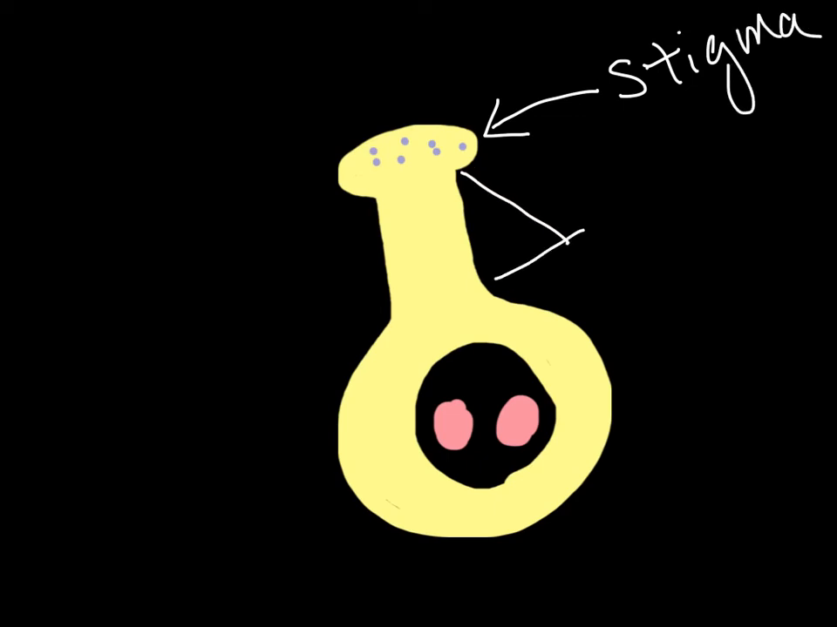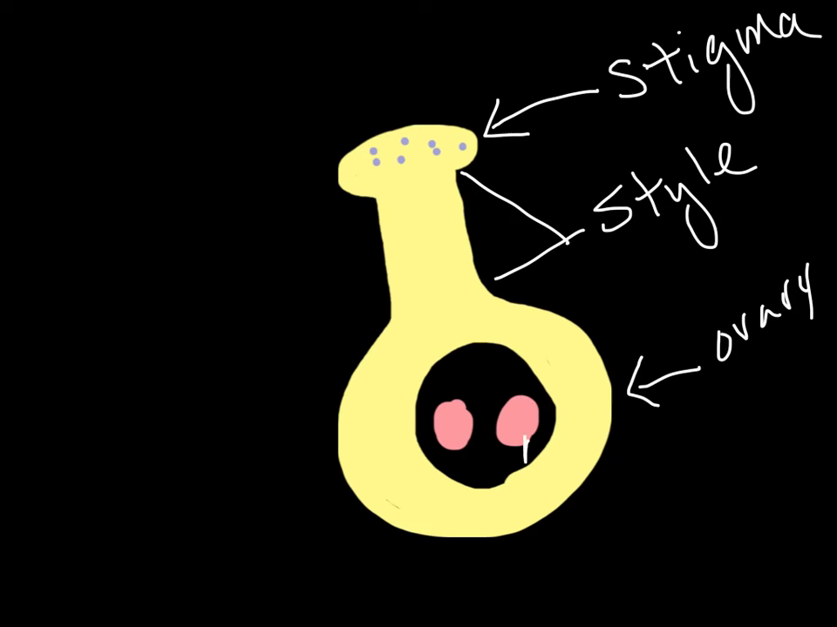Now let's take a closer look at what happens to that pollen after it lands on the stigma. So we have our pistil here, right? We have our stigma. We have the style. And we have down here the ovary, which contains the ovules.